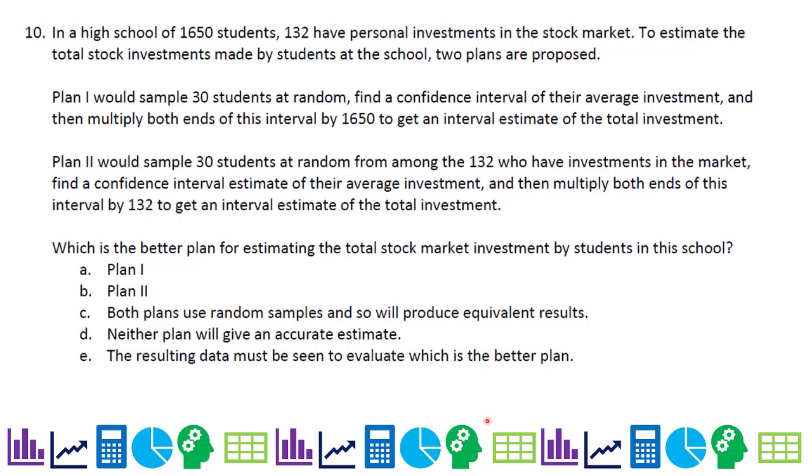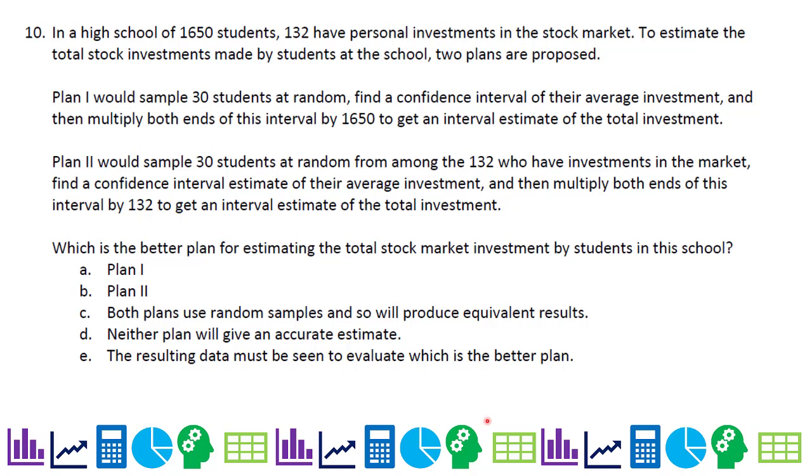10. In a high school of 1,650 students, 132 have personal investments in the stock market. To estimate the total stock investments made by students at the school, 2 plans are proposed. Plan 1 would sample 30 students at random, find a confidence interval of their average investment, and then multiply both ends of their interval by 1,650 to get an interval estimate of the total investment. Plan 2 would sample 30 students at random from among the 132 who have investments in the market, find a confidence interval for their average investment, and then multiply both ends of this interval by 132 to get an interval estimate of the total investment.